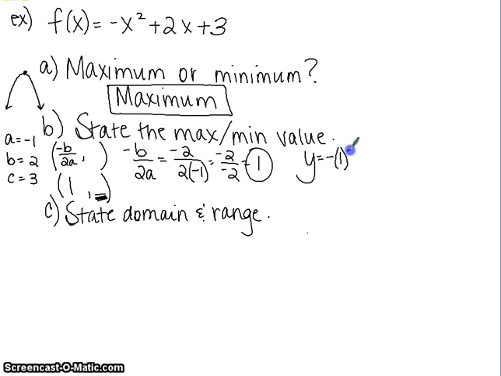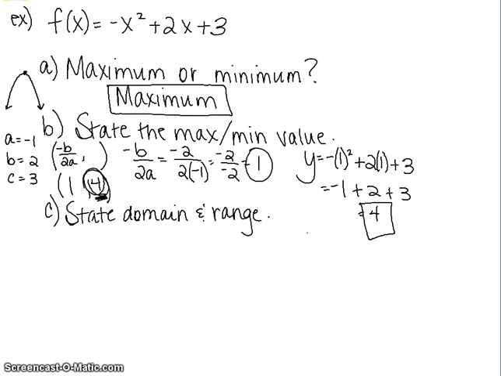Negative 1 squared plus 2 times 1 plus 3. Negative on the outside, so 1 squared is 1, make it negative. Negative 1 plus 2 plus 3. So negative 1 plus 2 is 1, plus 3 is 4. Okay, so our maximum value is 4. Or you can think of it as the y coordinate of our vertex. That's it right there. Okay, last part, domain and range.